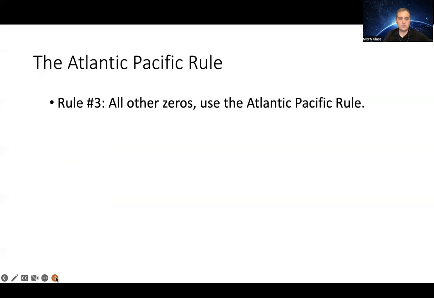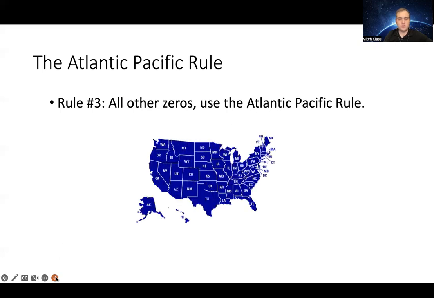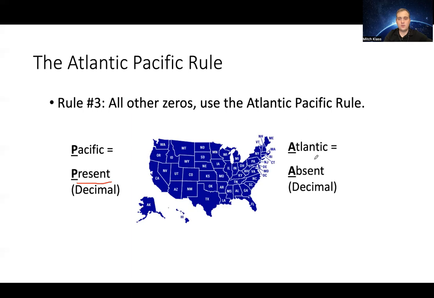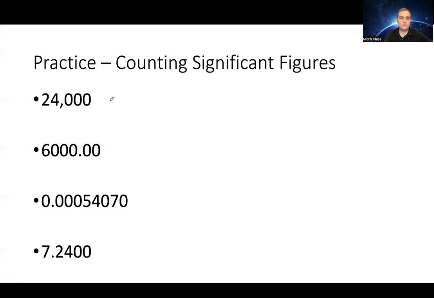So then we turn to the Atlantic-Pacific rule. This is the third rule. All other zeros use the Atlantic-Pacific rule. This takes a little bit of knowledge of geography. So this is the Pacific side of America, and we start on this side if the decimal is present. Now for the Atlantic part of the rule, this is on the other side of the country. This is where we start if the decimal is absent. Let's take a look and find out exactly how this works.